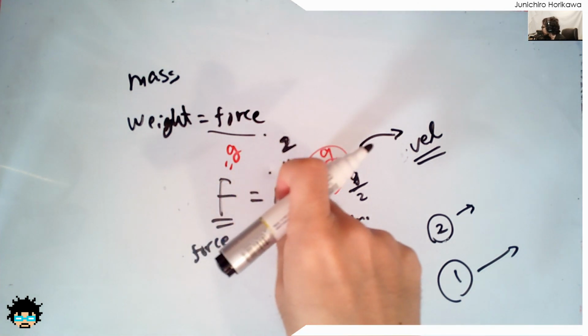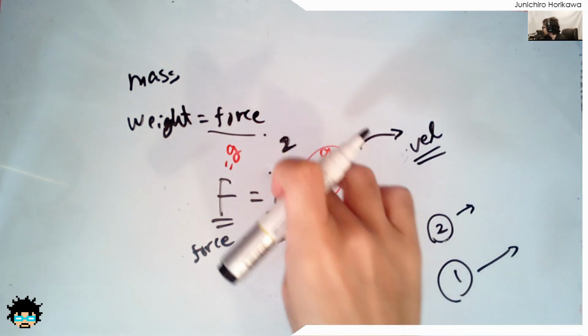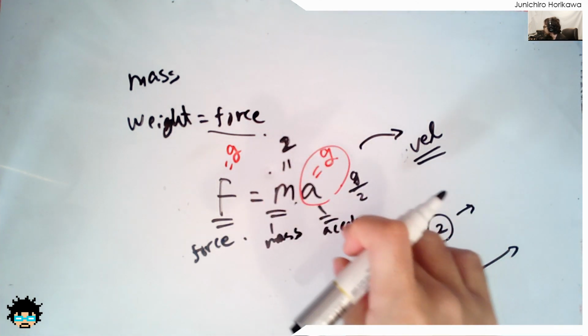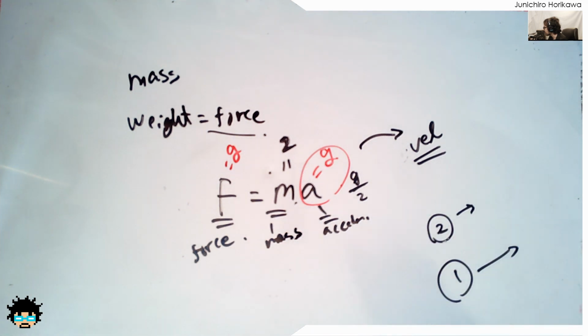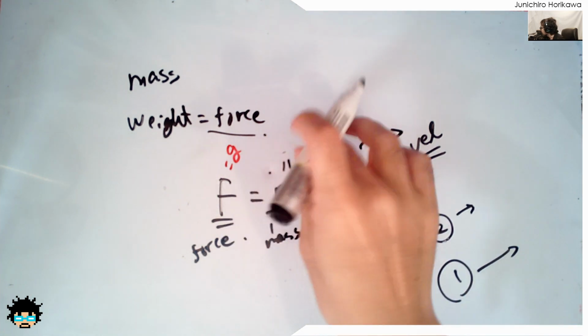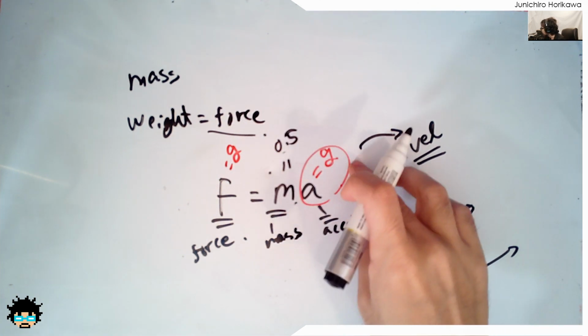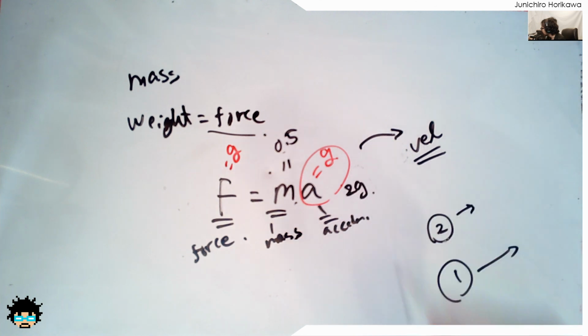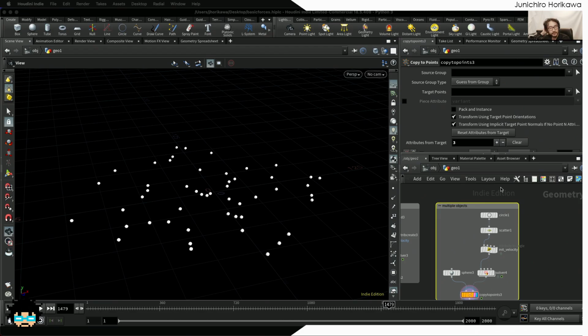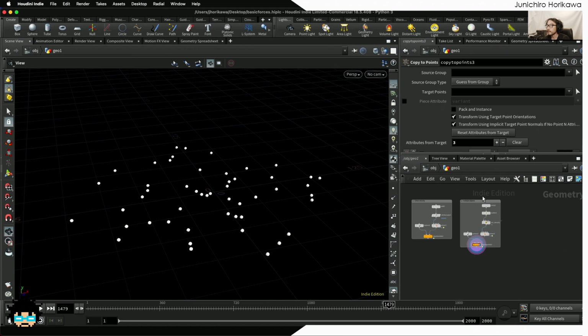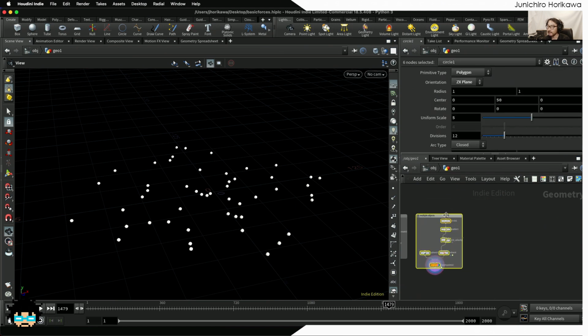The bigger value you have, the slower it becomes, and the smaller value you have, the larger the acceleration becomes, so it becomes faster. So if the mass is 0.5, then the acceleration value becomes 2g. As a result, it becomes much faster, like this. And I would like to implement this in Houdini, and let's see how we can do that. Now let's try to implement this in Houdini. I'm going to again copy this previous set.